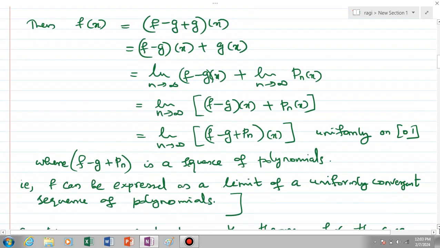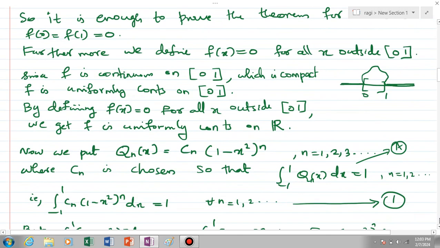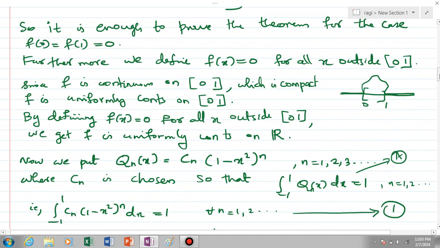That is our theorem. So if we have proven the theorem for the case of the closed interval [a, b] equal to [0, 1] and f(0) equal to f(1) equal to 0, then it is enough to prove the theorem like this. So we will prove the main part. It is enough to prove the theorem for the case f(0) equal to f(1) equal to 0.